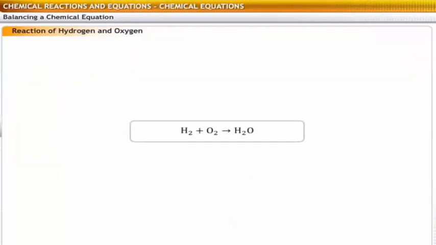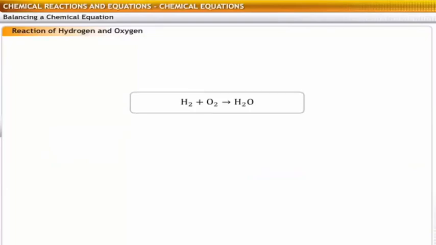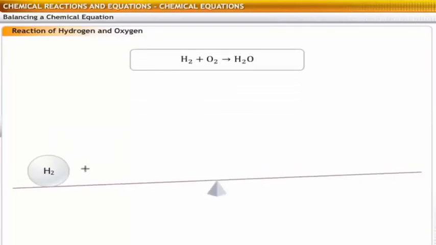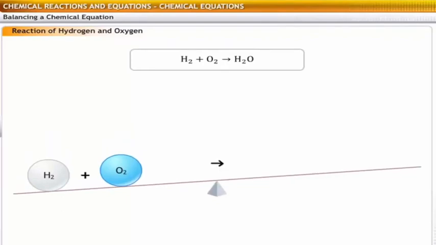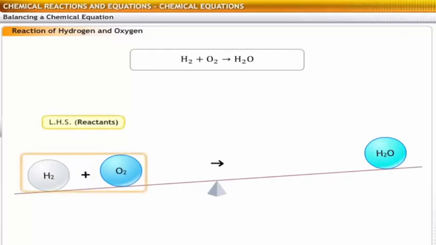To understand how an equation is balanced, let's refer back to the reaction of hydrogen with oxygen to form a molecule of water. We need to balance the equation for this reaction according to the law of conservation of mass. The first step is to determine the reactants and the products in the equation. Here, hydrogen and oxygen atoms are the reactants. Therefore, they are written on the left-hand side. The water molecule is the product, and hence it is written on the right-hand side of the equation.